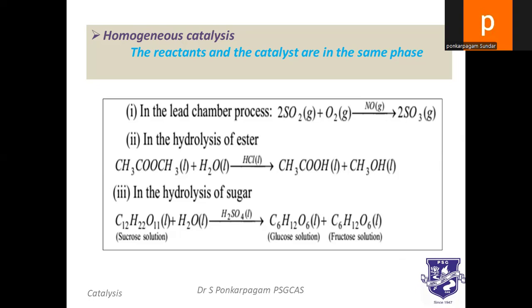Then another one is hydrolysis of ester. Here the ester is hydrolyzed by water in the presence of HCl catalyst. Here the ester and water are liquids and the acid is a liquid. This is also a homogeneous catalysis reaction. And another one is hydrolysis of sugar. Here the sucrose solution is in liquid form, and water is in liquid form. Here sulfuric acid acts as a catalyst in liquid form. So these are some examples of homogeneous catalysis.